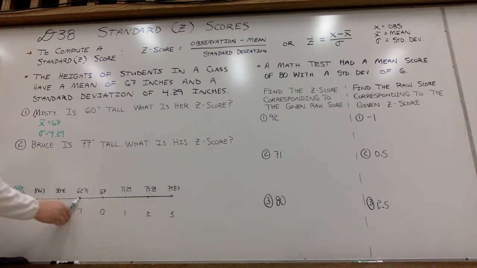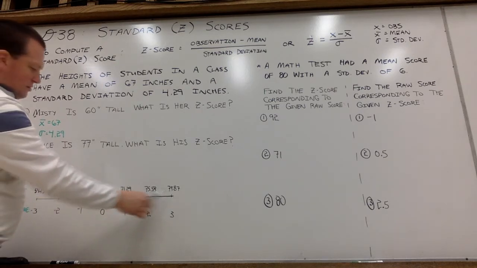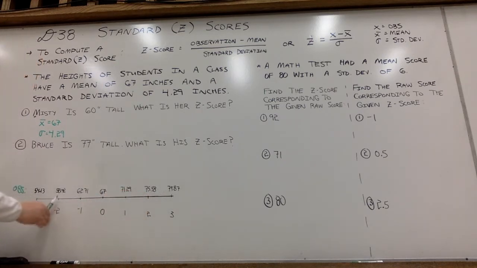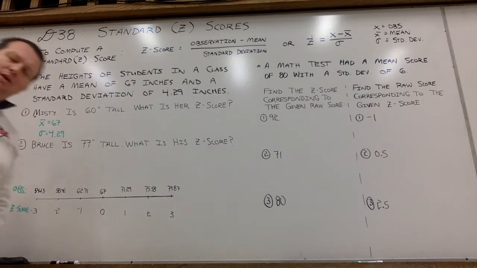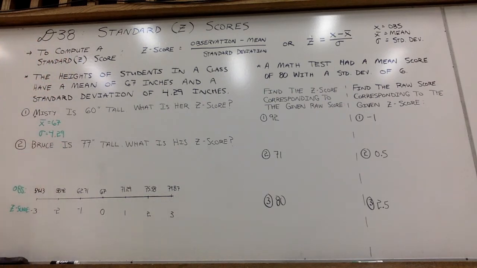So each z-score numerical value either increases by 4.29 inches or decreases by 4.29 inches. Since she is 60 inches tall, she's going to have a z-score somewhere between -1 and -2. She's between 1 and 2 standard deviations below the mean.